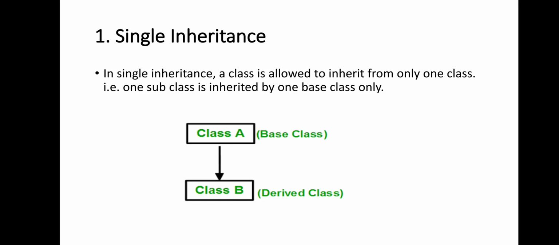First is single inheritance. In single inheritance, a class is allowed to inherit from only one class, or we can say one class is inherited by one base class only. As shown in the figure, class A is a base class and class B is a derived class from it. So there is only one parent class and only one derived class.